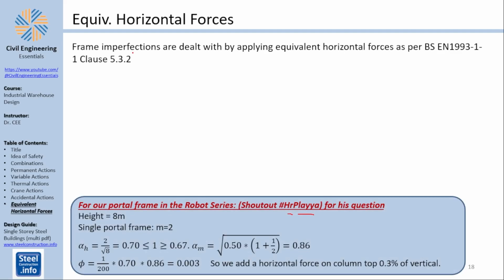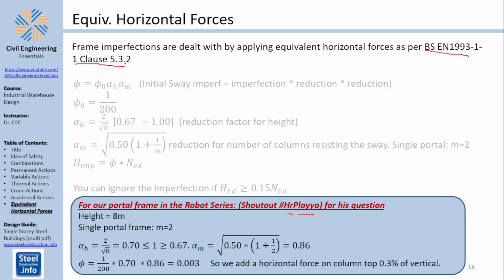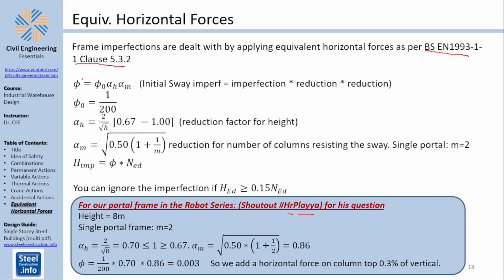So the idea here is that you have frame imperfections, and the British standard deals with this in clause 5.3.2. It assumes the following equation: phi, being the sway imperfection, equals an assumed imperfection multiplied by two reduction factors, alpha h and alpha m. The imperfection is 1 over 200 assumed by the code. This corresponds to, I guess, 0.005 or something. So this is the initial imperfection.